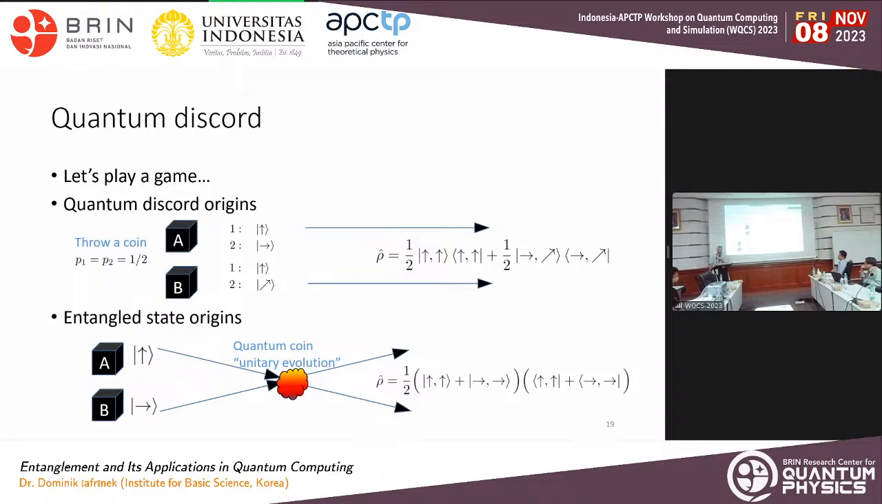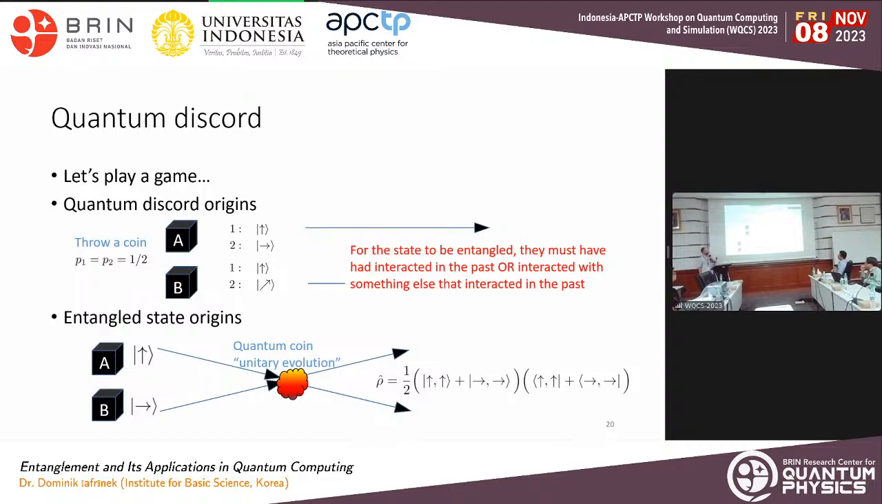So what's the difference between entanglement and this? Entanglement is useful because of the correlation. For the state to be entangled, the values must have interacted in the past, or they must have interacted with something that had interacted in the past.